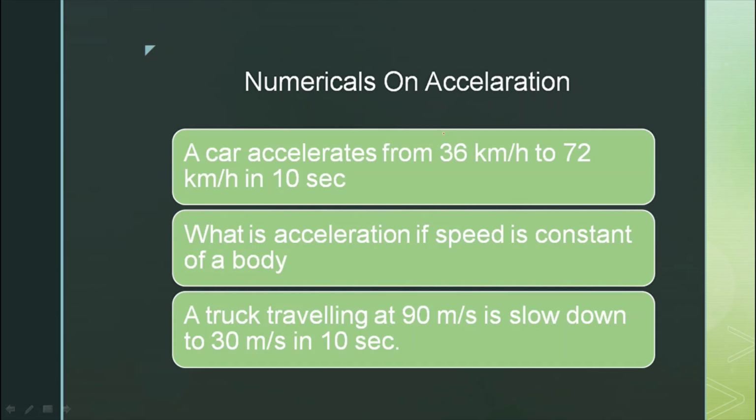Now we are going to discuss some numericals on acceleration to make the concept more clear. A car accelerates from 36 km per hour to 72 km per hour in 10 seconds. Now we are going to find the acceleration of this. So let's move to the whiteboard. Here comes our whiteboard.